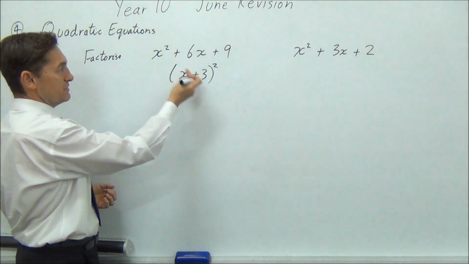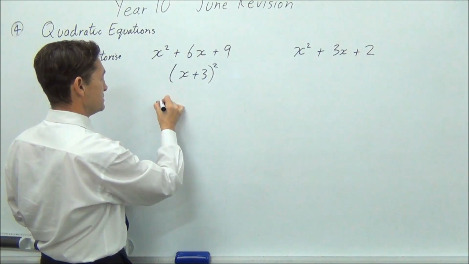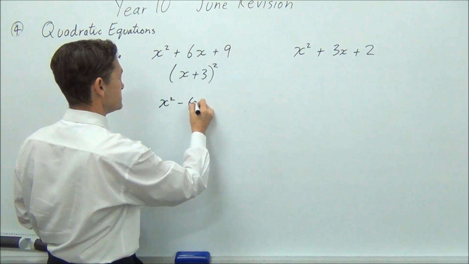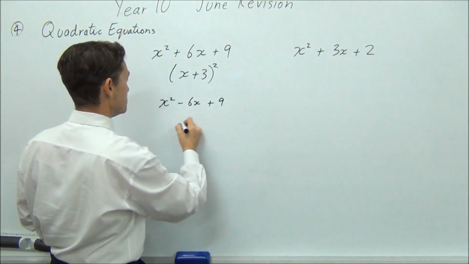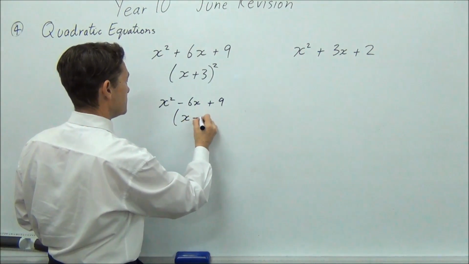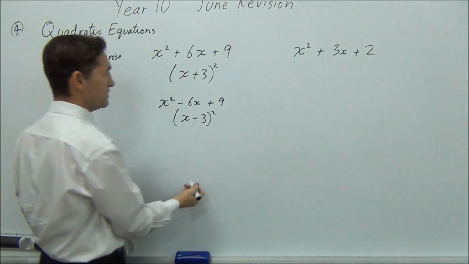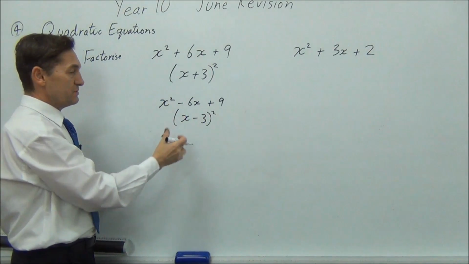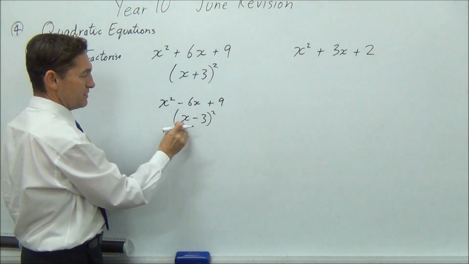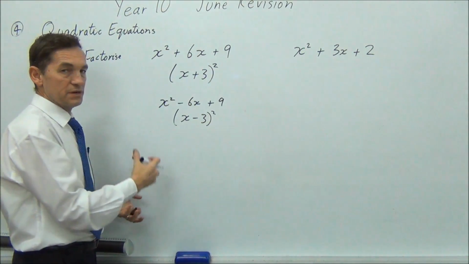We could change the middle one by changing that sign. So x squared minus 6x plus 9, and that's going to be x minus 3 all squared. And we can just change those numbers and continue to get them, but you'll still have this sort of pattern of x plus or minus a number squared.